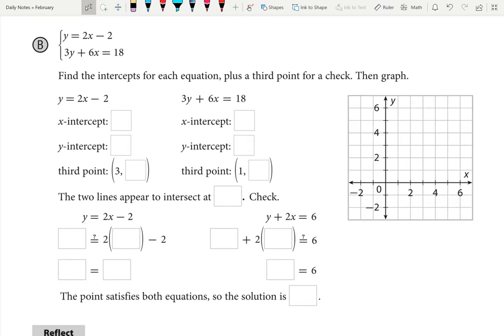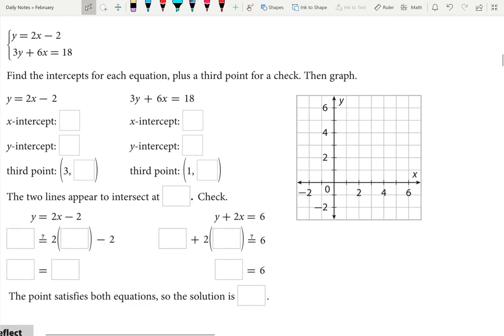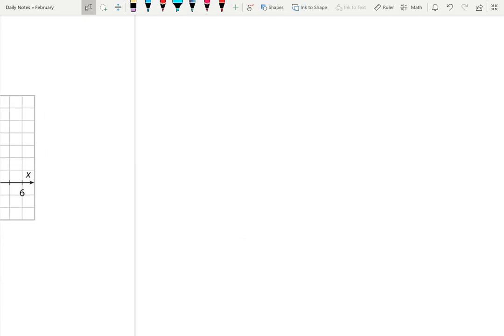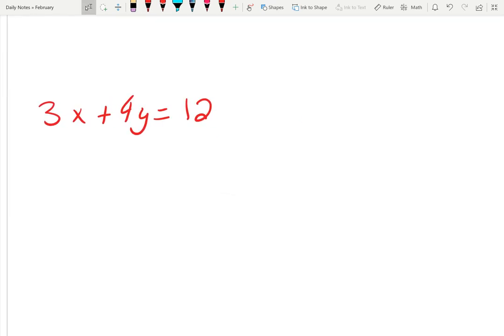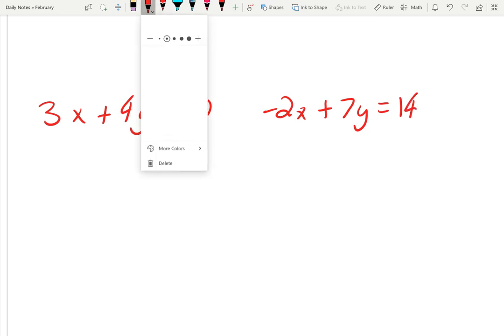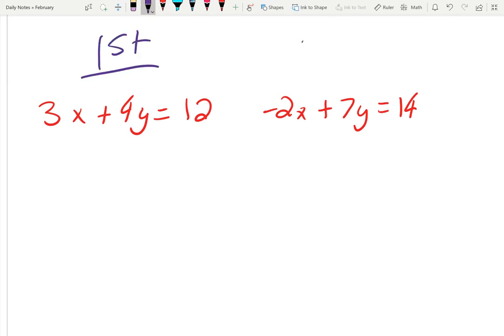And let me practice that before I work this second example out. Let's practice this a little bit. Let me make some equations up, and let's just practice that trick a little bit. So let's say I have 3x plus 4y equal to 12. And also, let's say I've got the equation negative 2x plus 7y equals 14. So if I want to find the x-intercept of, let's talk about the first equation here, and then we'll get to the second one later. Okay, but let's talk about this first equation.